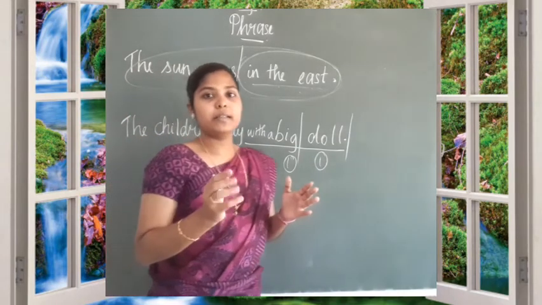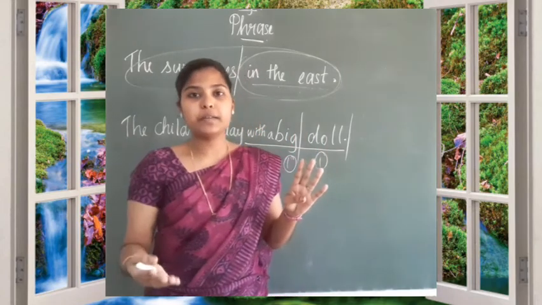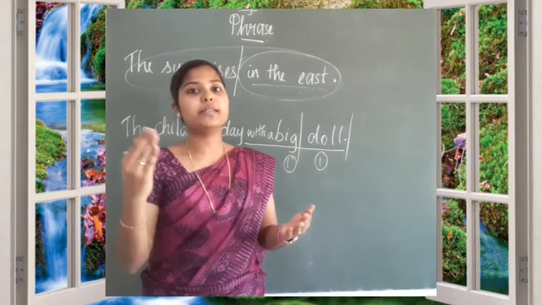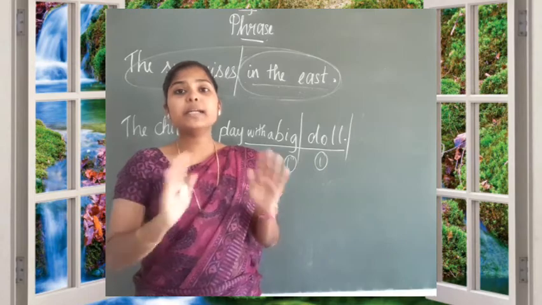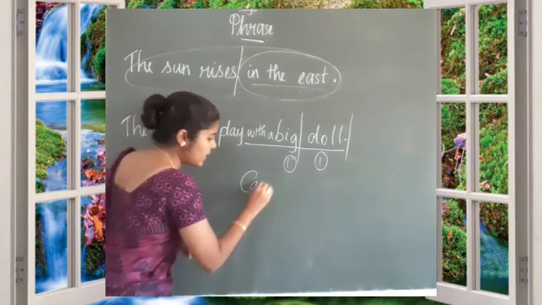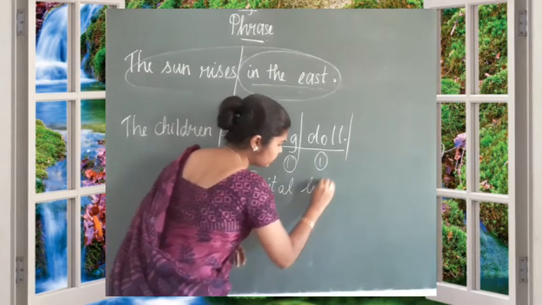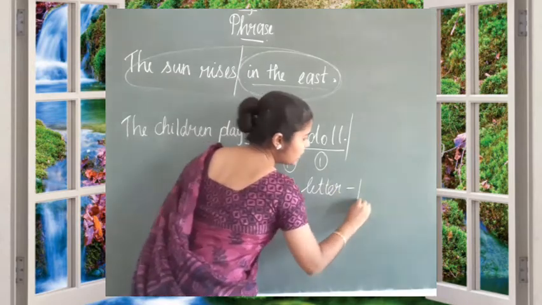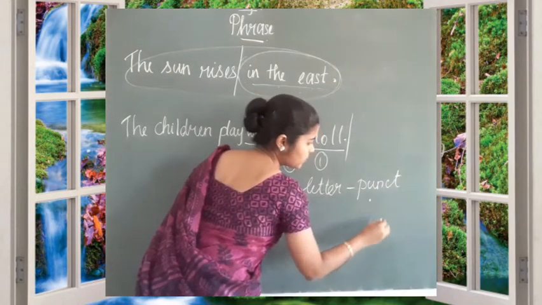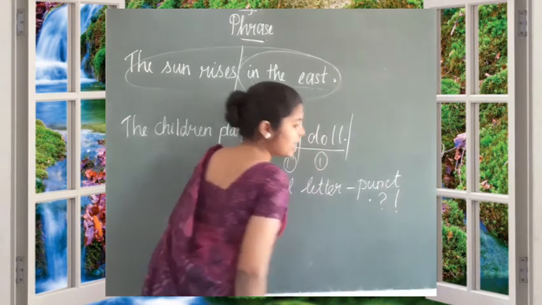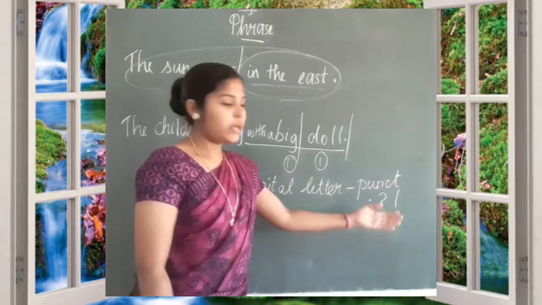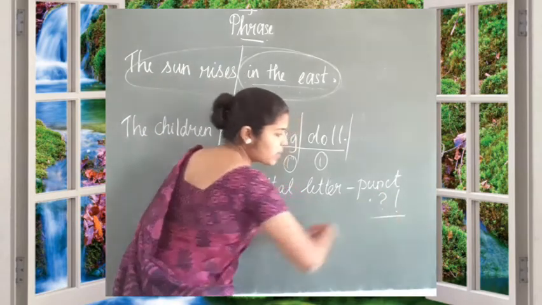So there are 4 kinds of sentence. It might be an assertive, an interrogative, an imperative, or an exclamatory sentence. But it gives a complete meaning. A sentence begins with a capital letter and ends with a punctuation. What are the punctuations? Period, question mark and exclamation mark. These are the punctuation marks we can find at the end of a sentence.